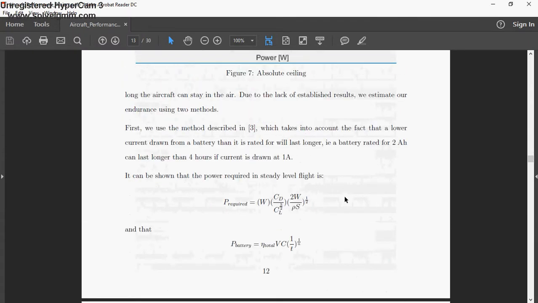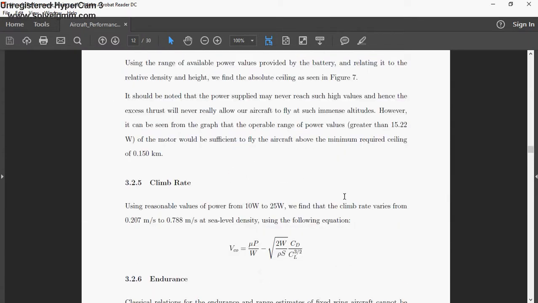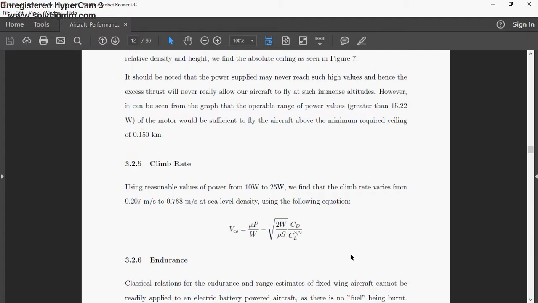For the climb rate, the same equation was used again. This time, for the power values, we used the more realistic values of 10 to 25 watts provided by the motor. We found that the climb rate would vary between 0.2 meters per second and 0.79 meters per second at sea level density.